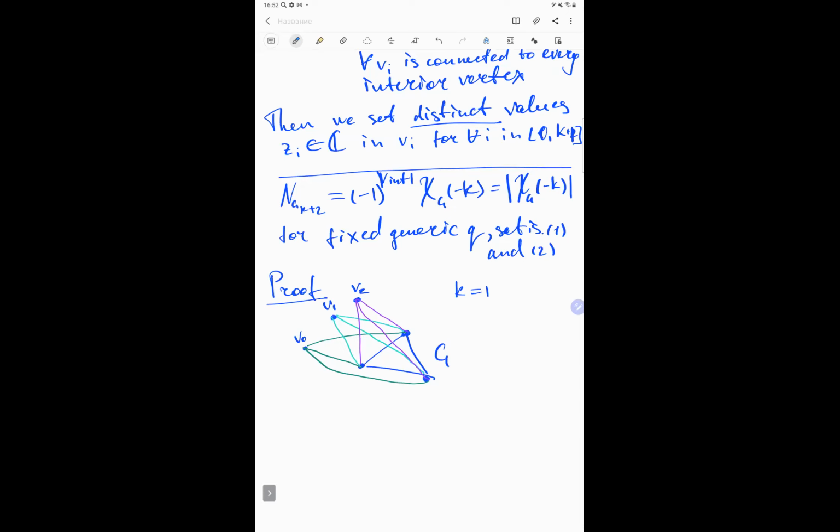So this statement is independent of this compatible orientation, which we discussed. We will use compatible orientation in the proof. So proof. Once again.